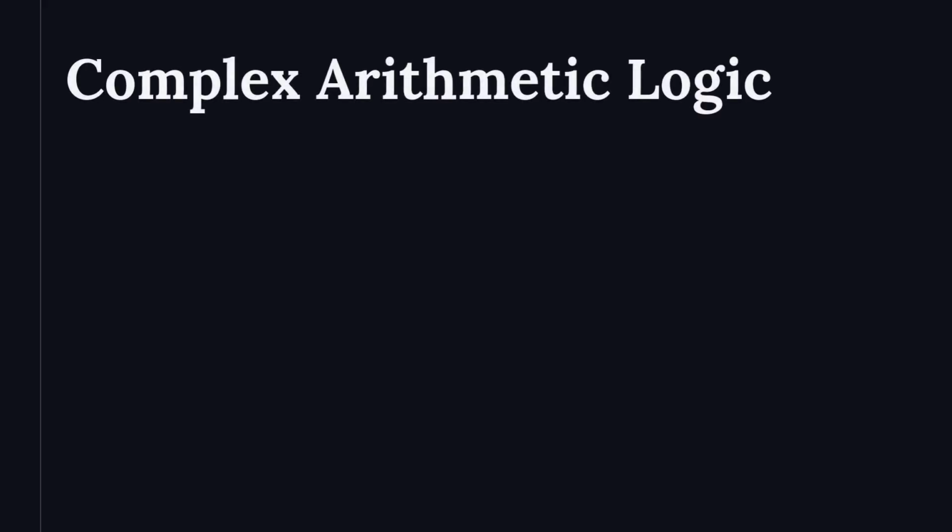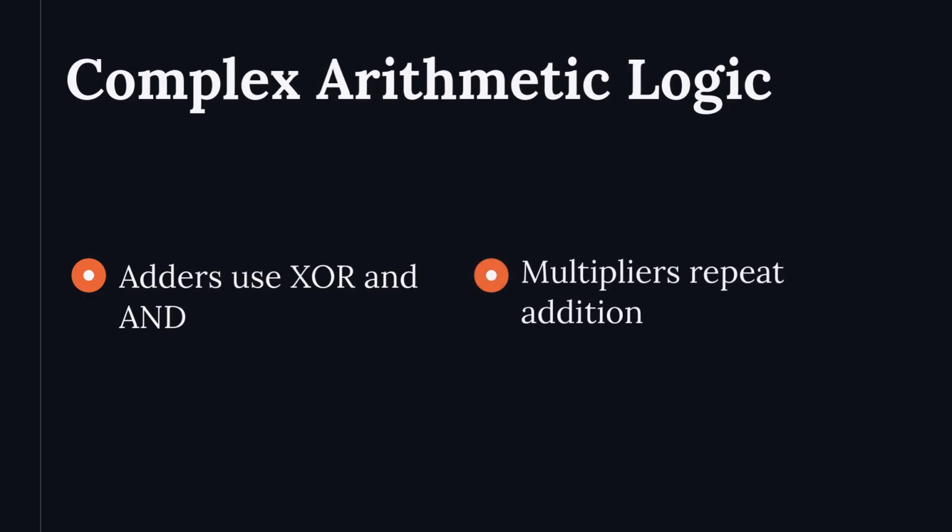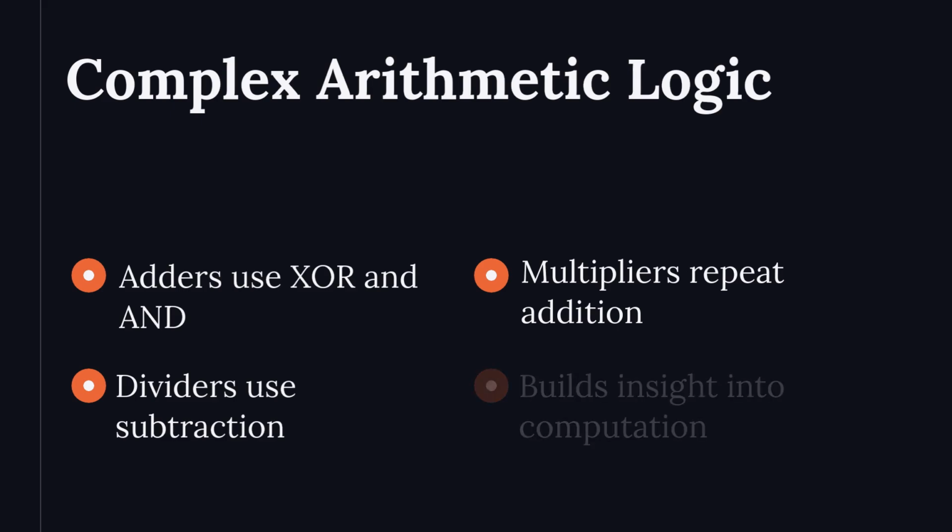Complex arithmetic operations build from basic logic. Adders use XOR and AND gates for binary addition. Multipliers use repeated addition and bit shifting. Dividers use subtraction and comparison. Understanding these builds insight into digital computation.